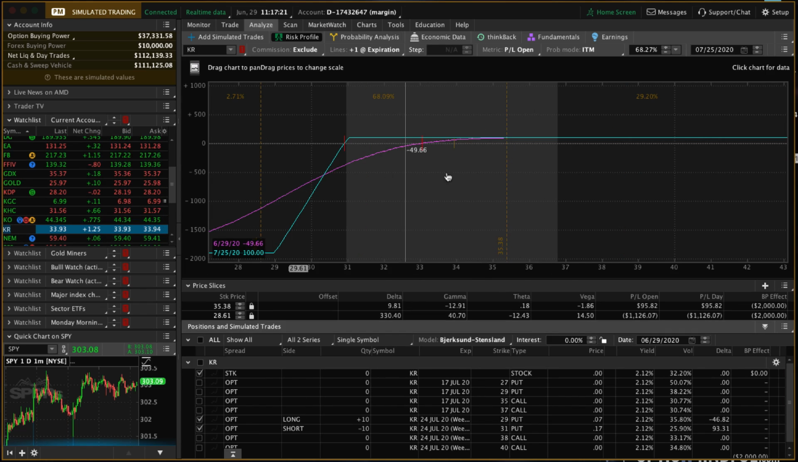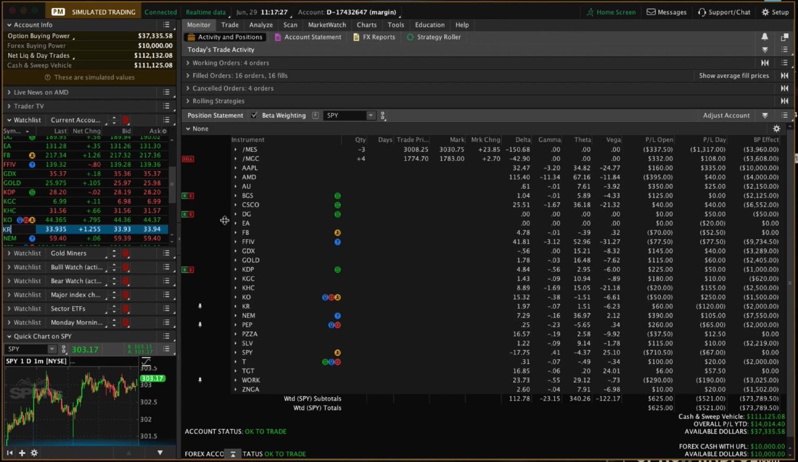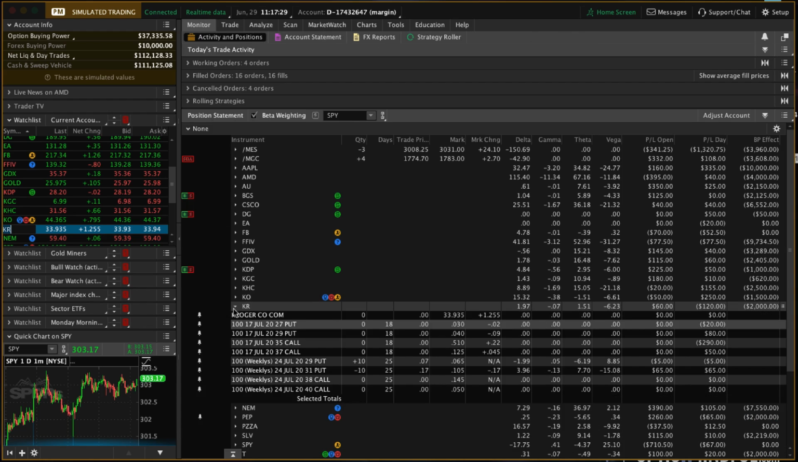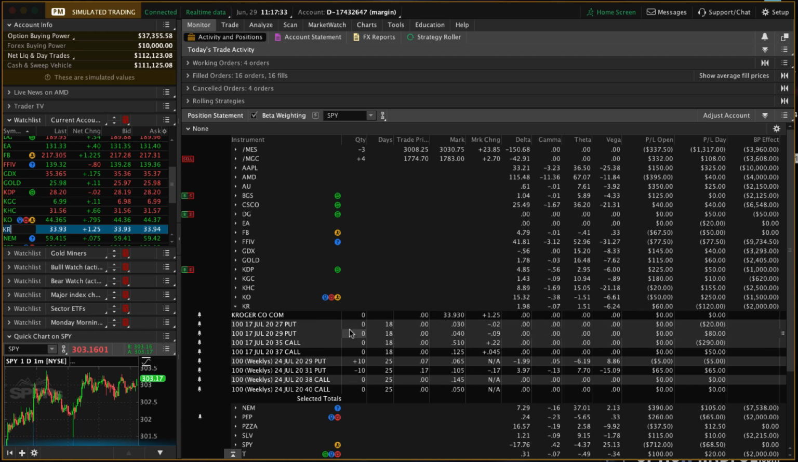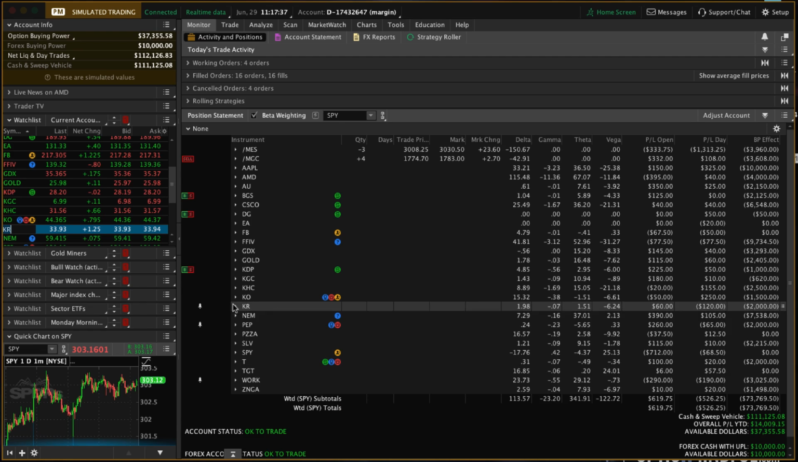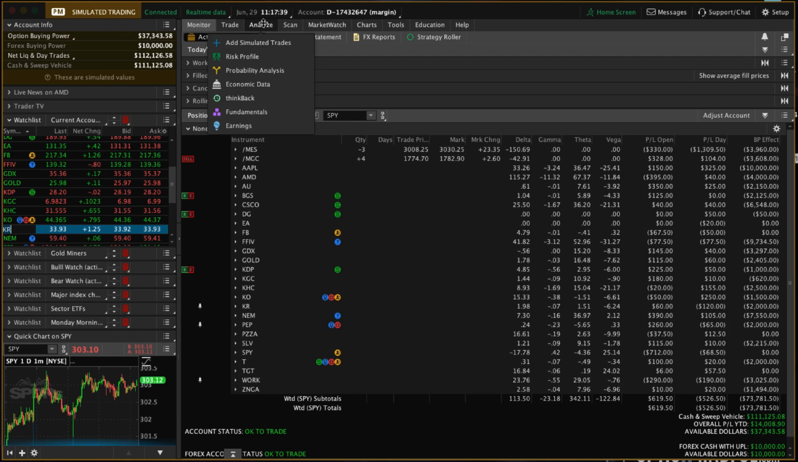Kroger, this one is a short put spread. Looks like it's max win. How much time do I have in Kroger? I did 25 days. It's a position which went bad, and I rolled it for another couple days to reduce the damage. We will see something about rolling, maybe on some other video.